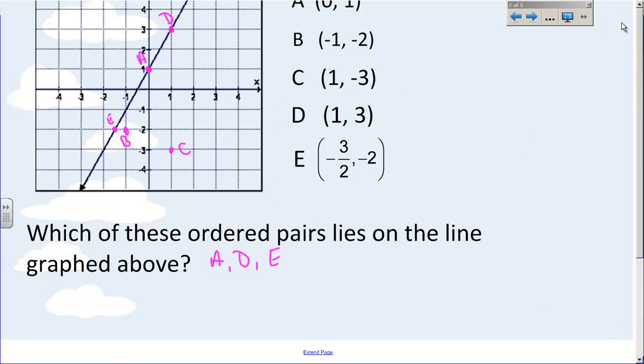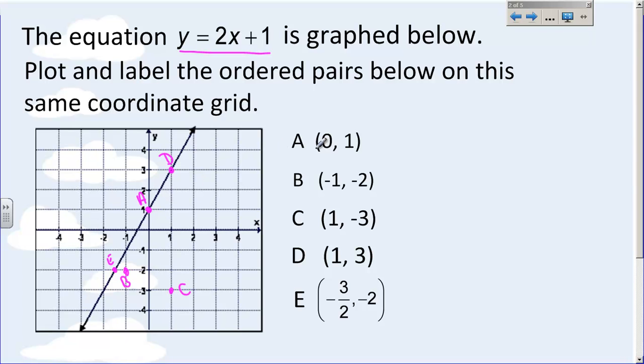I know I've bounced back and forth a lot. Point A here is (0, 1). If I were to plug 0 in for x and 1 in for y, what you will see happen is that 2 times 0 is 0, and 0 plus 1 is 1, so I end up with a true statement. So this point is a solution to this linear equation because it makes this true when I plug the values in, but it also is because this point lies on the line. So it is a solution to that linear equation.